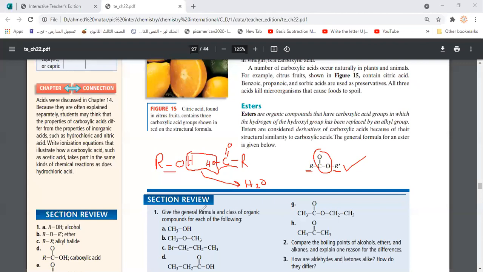And also amines. Any hard question about any one of these classes, guys, or is something not clear? Guys, any hard question here?